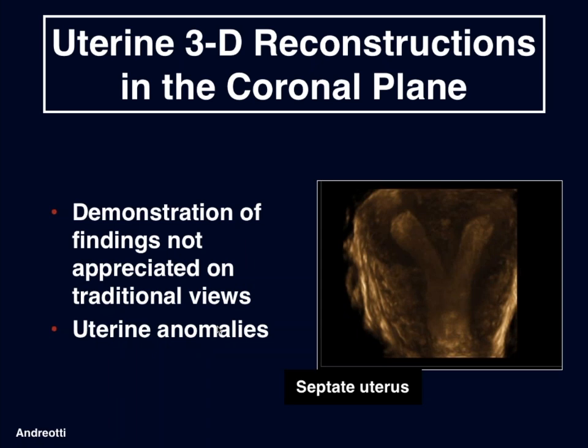So uterine anomalies, IUD location, and other abnormalities associated with the endometrial cavity can be better evaluated in the coronal plane because there are findings that are not appreciated on traditional views. Now, the earliest use for the 3D reconstructions was in the evaluation of uterine anomalies, and as you can see here, we can nicely demonstrate a septate uterus in the coronal plane, and we would not be able to demonstrate this diagnostically using 2D imaging.